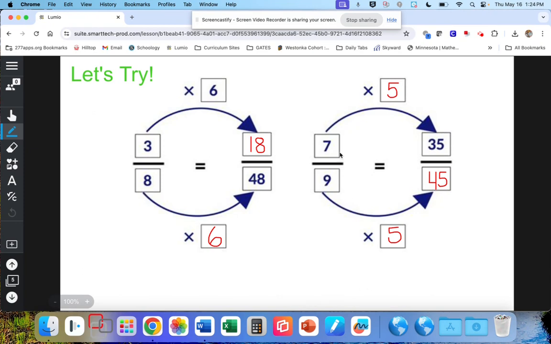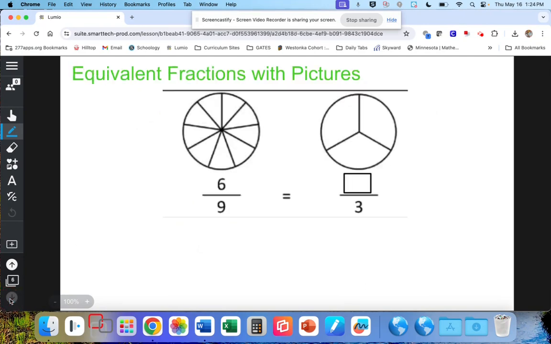All right, hopefully you found out that 7 goes into 35 5 times. So what we do to the top, we do to the bottom. So 9 times 5 is 45. So our missing amount here was 45. And we can find that the fraction 7/9 is the same thing as 35/45. Let's take a look at a different type of example.